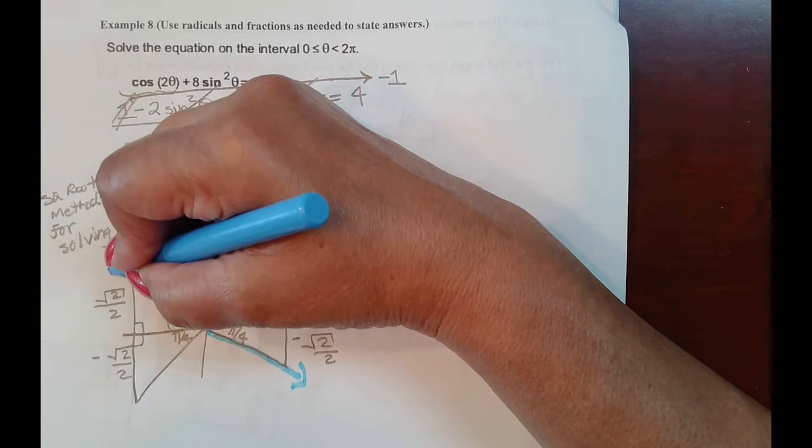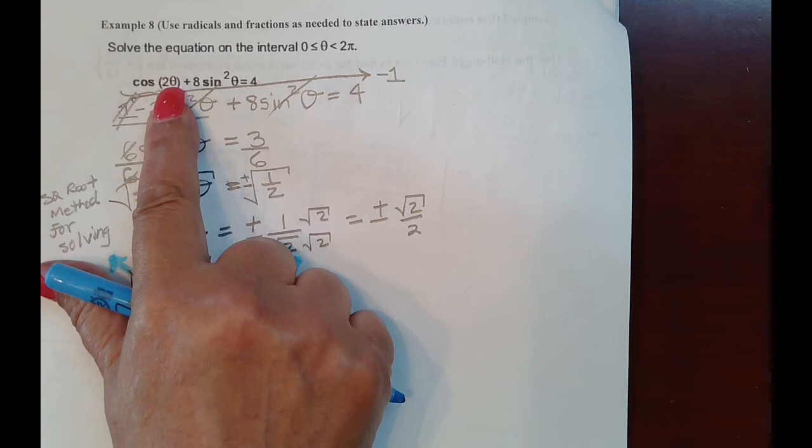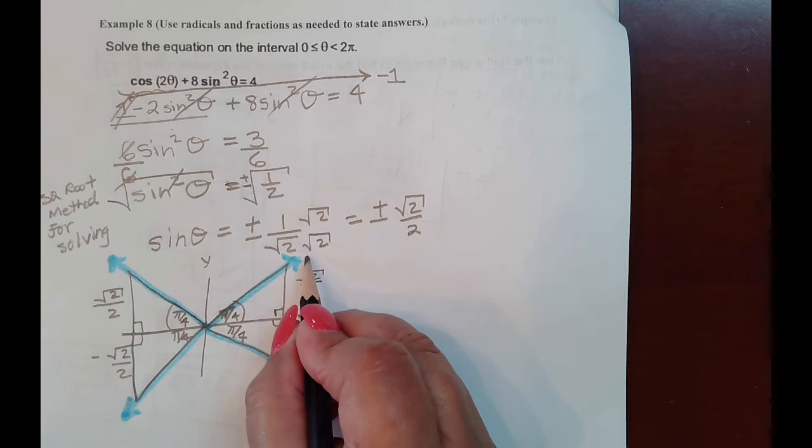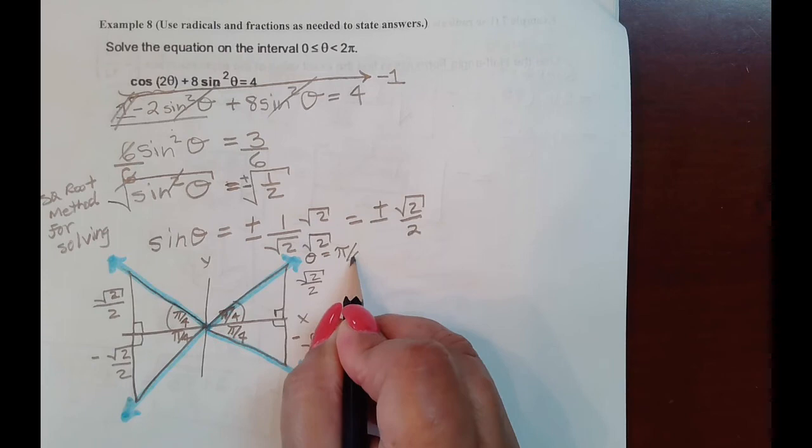They are the thetas, the angles that when you plug them in here and here, you would actually get a 4. Okay, so let's see. We have a reference angle of pi over 4, therefore this has to be pi over 4. Try to remember, in quad 1, the final theta and your reference angle are always equal.